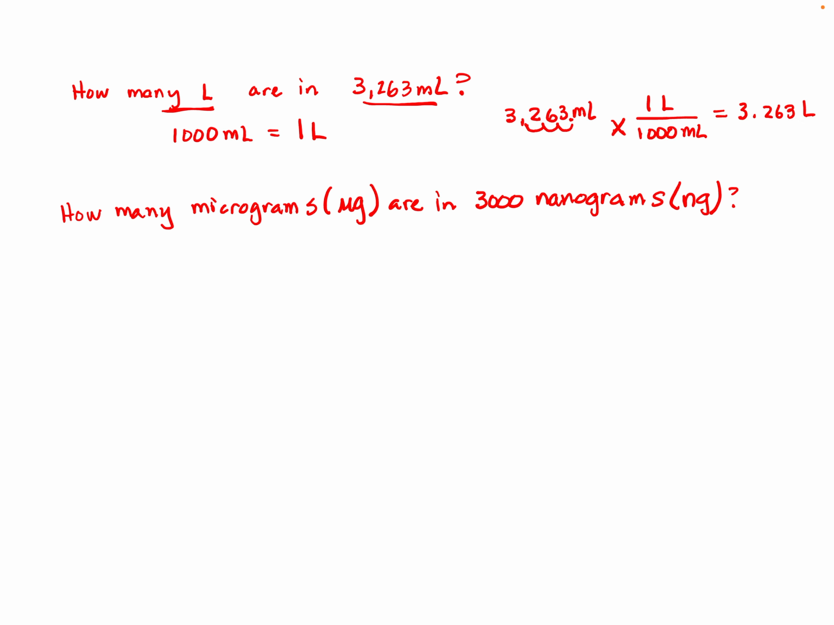Okay, these guys are next to each other in your table. So they are apart by 1,000-fold. Which one is smaller, micrograms or nanograms? Nanograms is smaller, so my conversion factor has to be 1,000 nanograms in 1 microgram. All right, so see if you can set that conversion up.